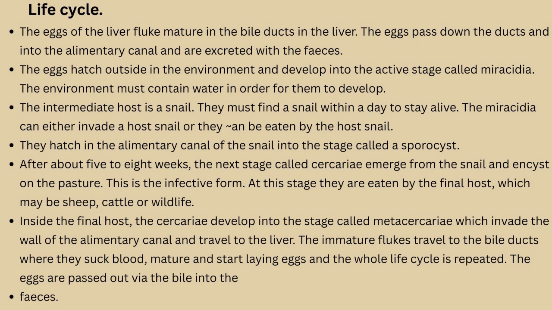At this stage they are eaten by the final host, which may be sheep, cattle or wildlife. Inside the final host, the cercariae develop into the stage called metacercariae, which invade the wall of the alimentary canal and travel to the liver. The immature flukes travel to the bile ducts where they suck blood, mature and start laying eggs, and the whole life cycle is repeated. The eggs are passed out via the bile into the feces.